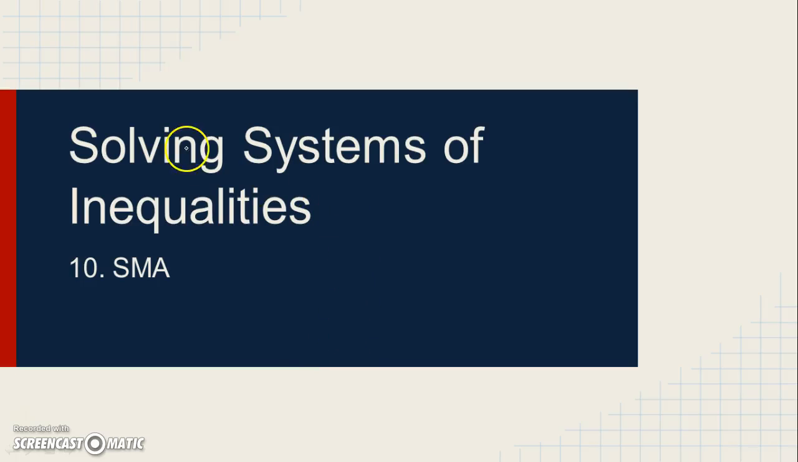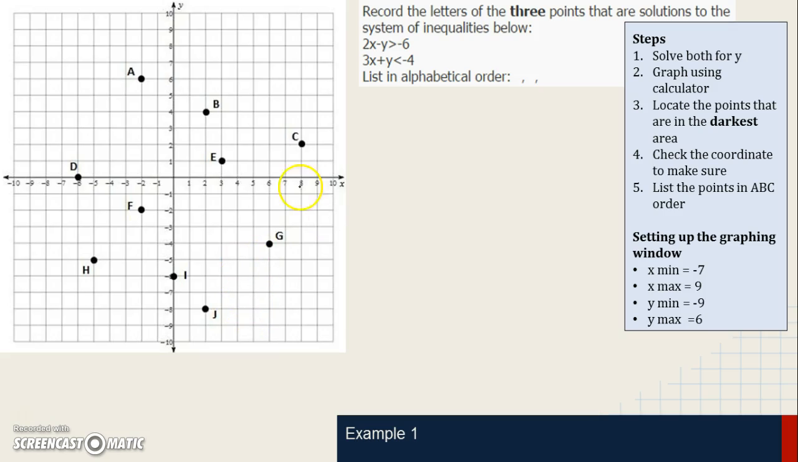This video is going to cover solving systems of inequalities using the graphing calculator. So here you can see we have a coordinate plane with a bunch of coordinates on it, and we're trying to identify which of these coordinate points are solutions to this system of inequalities. Now, as I read through this, clearly I can see that there's going to be 3 solutions. So I'm going to make sure that I remember that as I look for my solutions once I graph it.